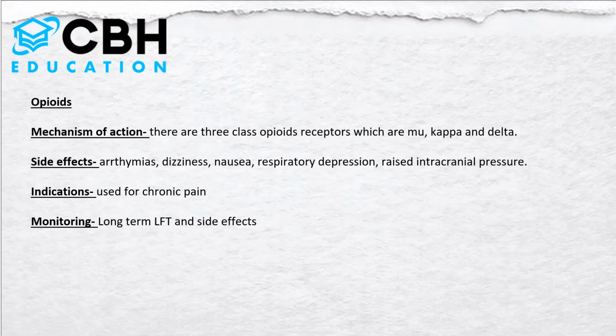Okay, so the mechanism of action, there are three classes of opioid receptor, the mu, the kappa, and the delta. Side effects include arrhythmia, dizziness, nausea, respiratory depression, and raised intracranial pressure. Indications, it's used for chronic pain. Monitoring is long-term LFTs and side effects.